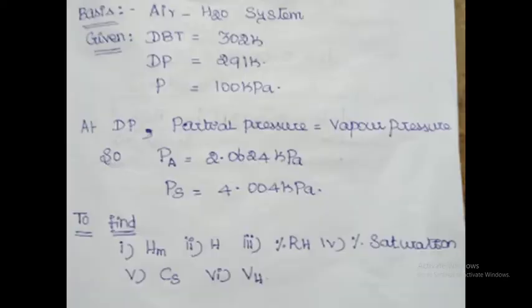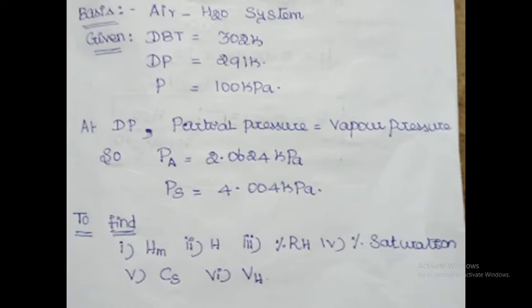Okay. For the basis of this problem, you should write the system: air-water system. Are you clear? Okay. Air is a gas, water is a vapor. So here air is component B, water is component A. Always you should take vapor as component A, gas as component B. Are you clear? Okay. So what are the given data?